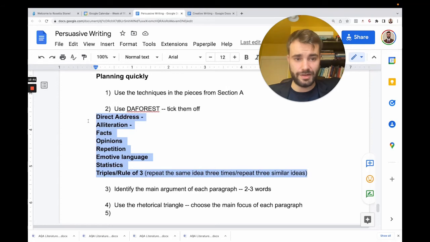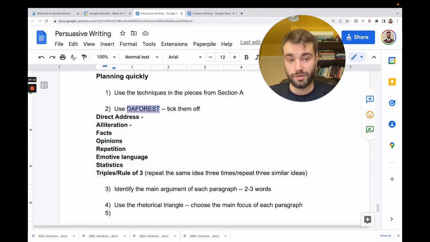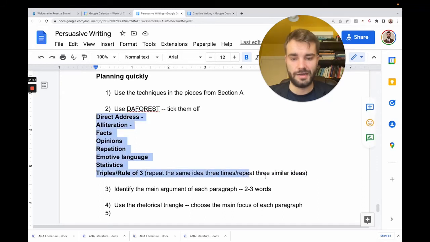Don't plan exactly what it's going to be. Don't spend ages thinking, what alliteration am I going to use? Where am I going to use it? Just do it when it seems natural. You'll get better at it with practice. Tick it off once you've done it. And can you do it again later? Of course. This is a minimum. If you use each one of these once, you've at least got some techniques in your writing. It's a bare minimum to use each one of these once. And can you use techniques that are not in DeForest? Of course you can. But these are some of the most important.